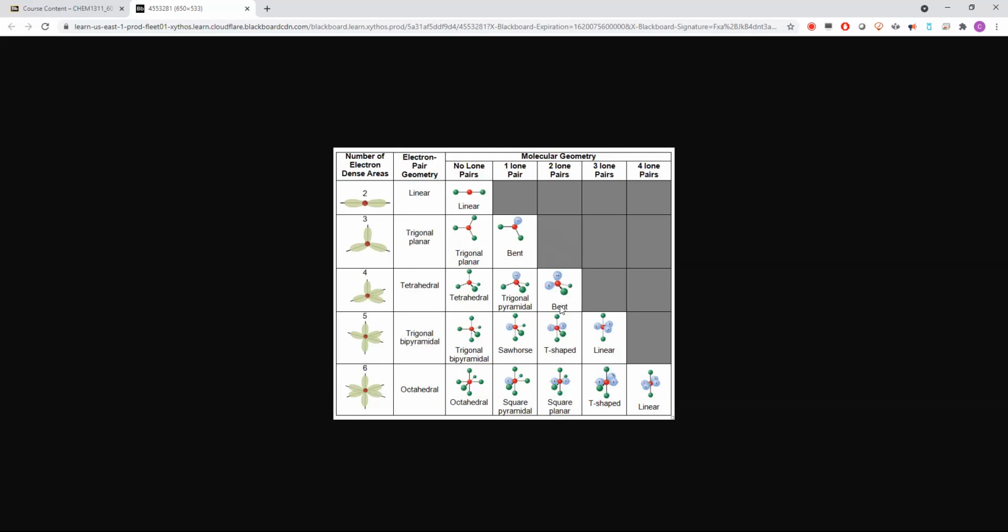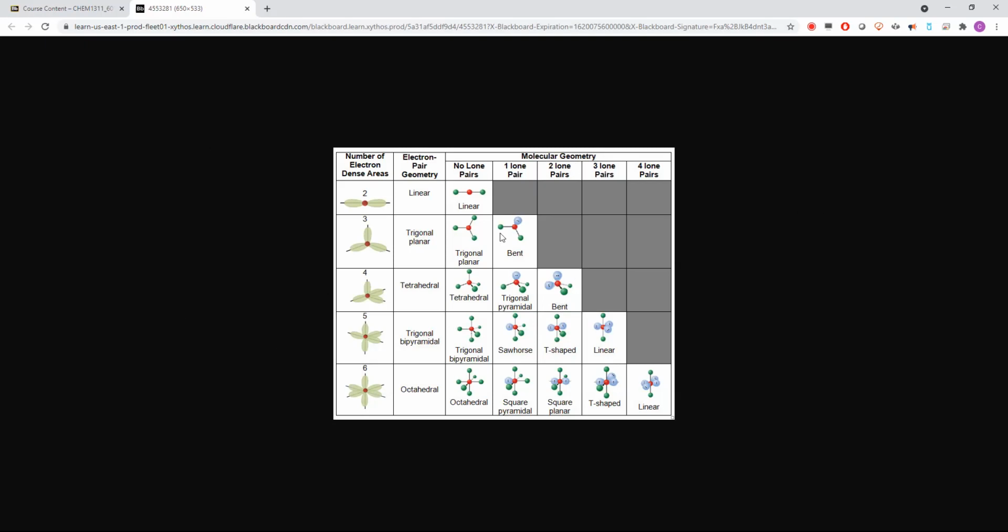So for example, in the bent conformation here, you have 4 total groups. 2 of those are lone pairs, and 2 of them are bonded. So it's the same graph as we were looking at on the table version, just presented in a different way with pictures and different headers.